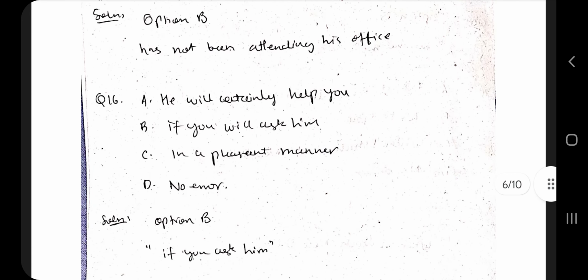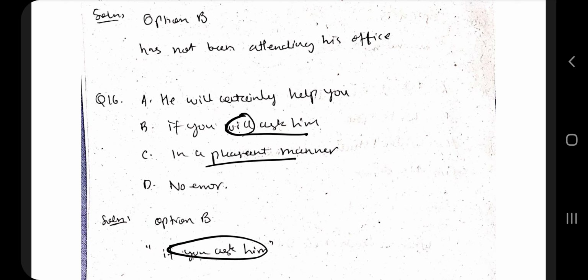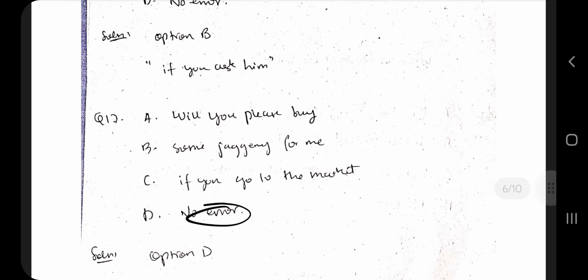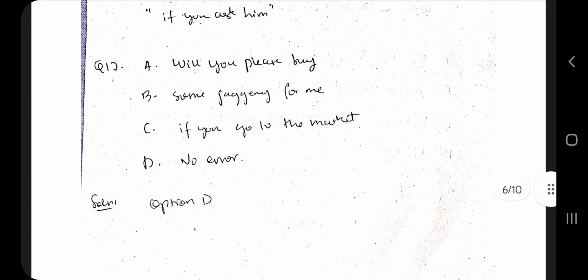The next one: he will certainly help you if you will ask him in a pleasant manner. So "if you will", that's the wrong one. Instead of that, we can have "if you ask him". Will you please buy some jaggery for me if you go to the market? So here it's option D, there is no error, it's the correct one. Please buy some jaggery for me if you go to the market.